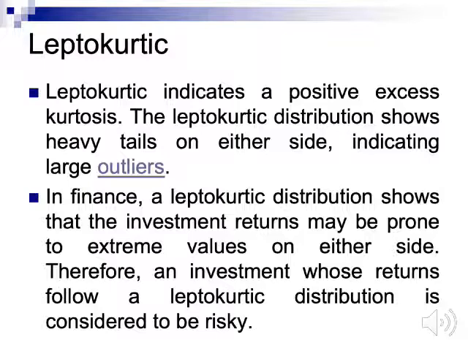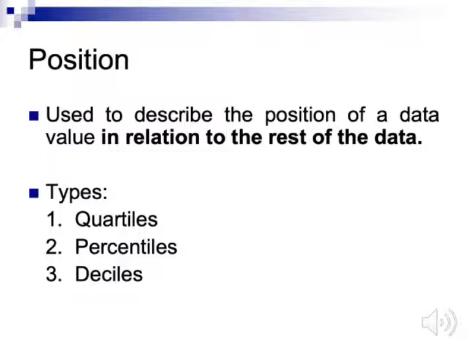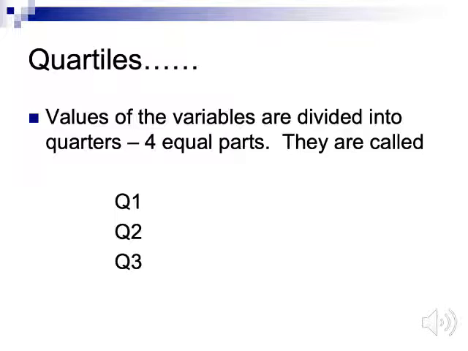Then we have these measures of position. So to be able to evaluate our relative position when interested in comparing performance and knowing the ranking. So that's position. We have quartiles, percentiles, deciles. Percentiles is the one used for the board exam. Quartiles, so that's so easy. You divide it into four quarters, four equal parts, Q1, Q2, Q3. Those are the divisions: 25th percentile, 50th percentile, 75th percentile. Q2 is also the median.